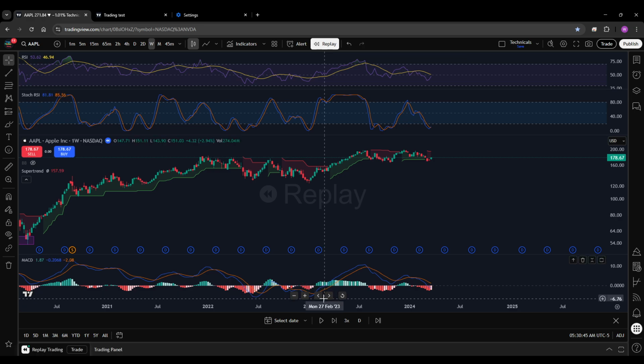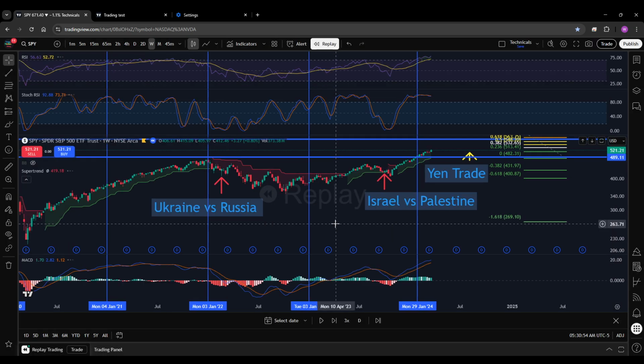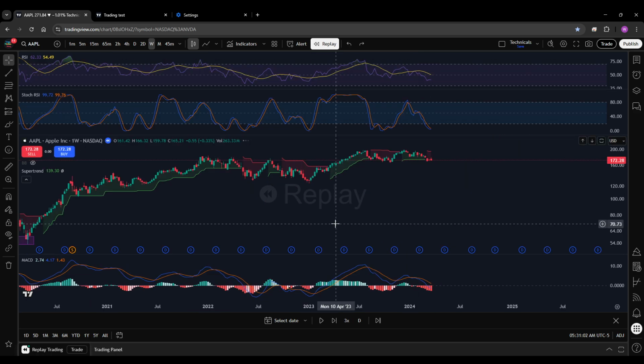Typically I would look at SPY for that, but there is a huge... okay, that sucks because I have a lot of drawings over there. All right, I can't look at SPY. Okay, I'm just gonna let this play out and wait for a signal to get in.